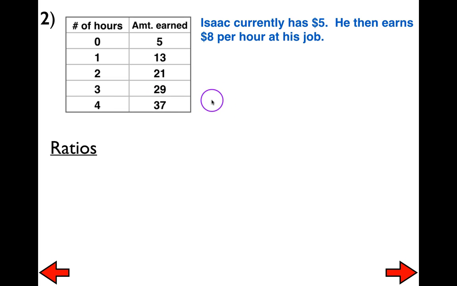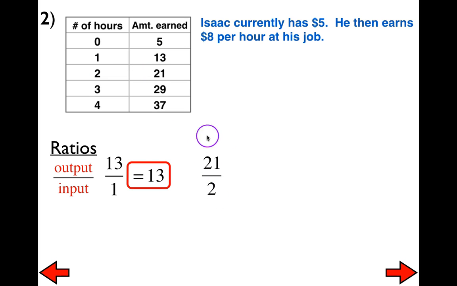So real quick, let's check out the ratios. Again, we are going to put output over input, which we've been referring to as y over x as well. So here, you don't want to use 0 over 5 because that's going to be undefined. So I'm going to go ahead and put 13 over 1, which is 13. Then we're going to do 21 over 2, which is already reduced. So at this point, I could stop already. Why, you might ask? Because based off of the ratios that we computed, there isn't a constant rate of change. So this is not a proportional relationship.